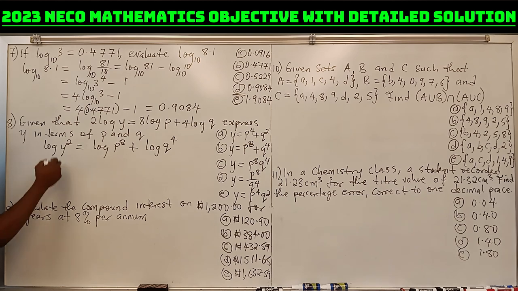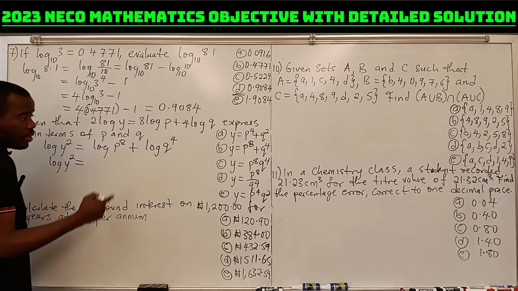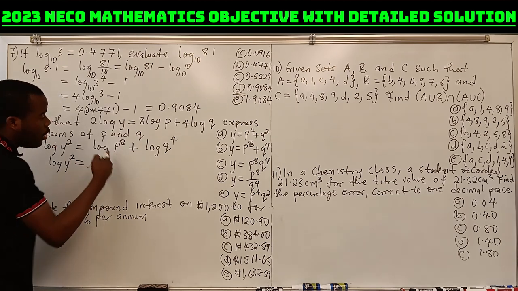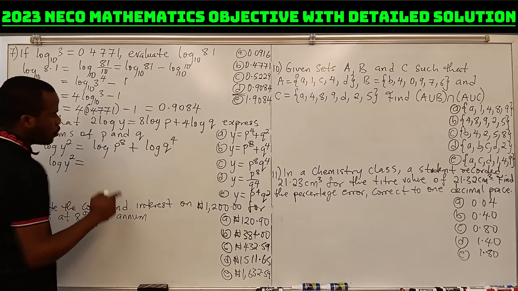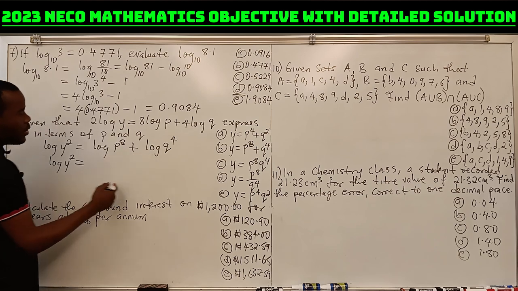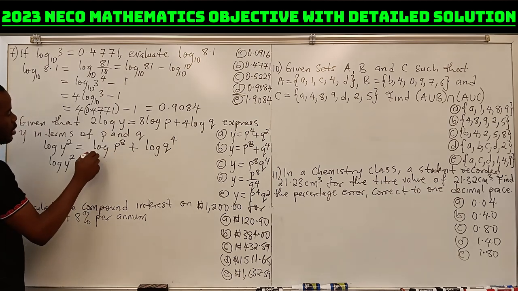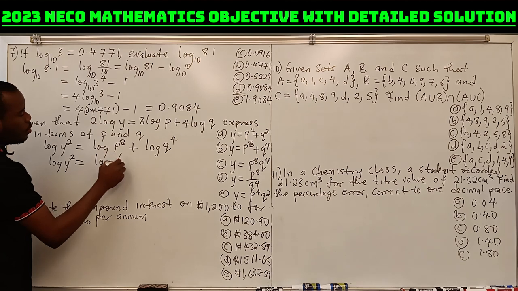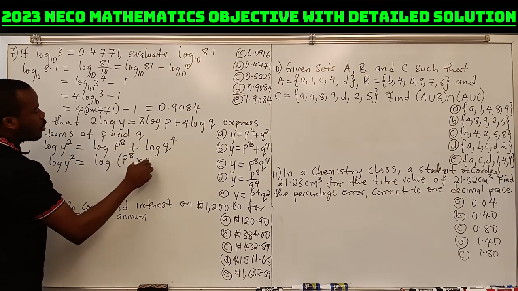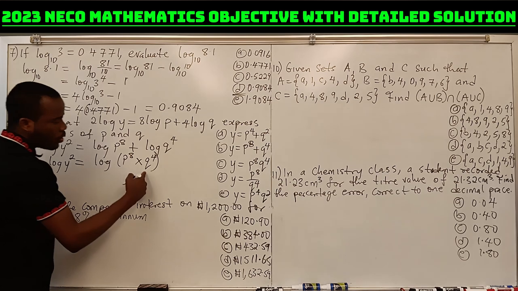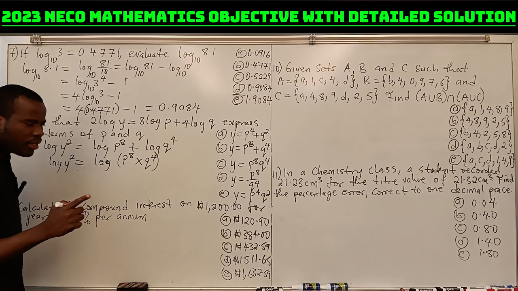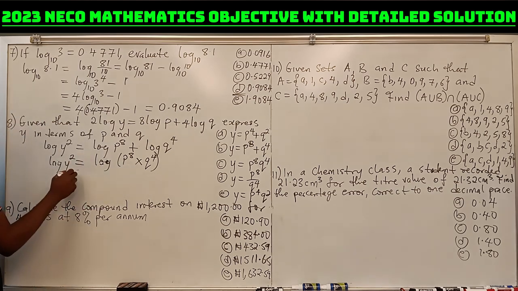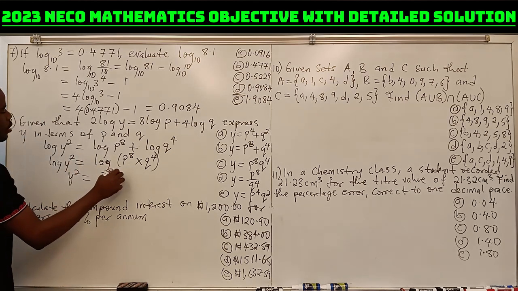So we have log y squared. Because they are in the same base, most times it is said that if the base is not specified, base 10 is implied. So of course they are in the same base. So, because we are adding, this is the same as log p to the power 8 times q to the power 4. Because if we express this from the laws of logarithm, we'll get back to this. Because the two equations are in the same base, it means y squared has to be equal to this. So, y squared has to equal p to the power 8, q to the power 4.